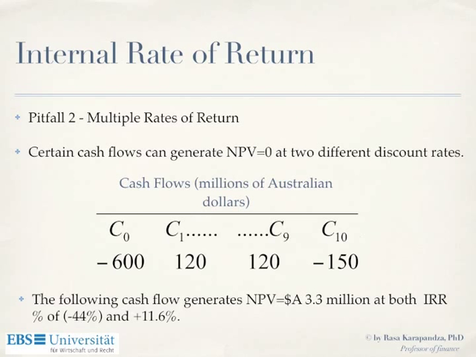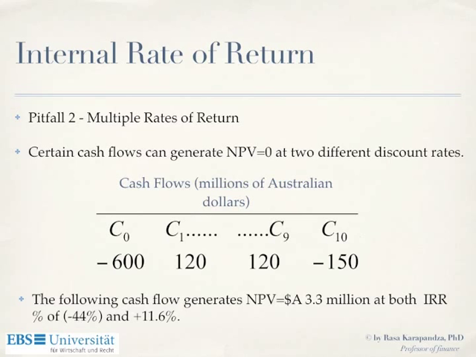But sometimes you can have multiple real solutions to this problem, and which one is the correct one? Actually, you can tell in advance how many solutions you will have. So if you observe a cash flow stream that looks like this, you invest 600, then you receive 120 for 9 years, and then in year 10 you have to pay 150. This is just a normal cash flow stream. However, it will have two real solutions for internal rate of return.